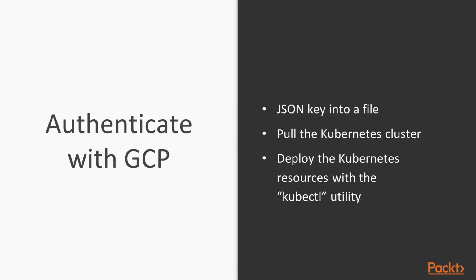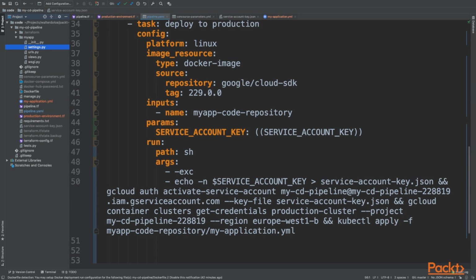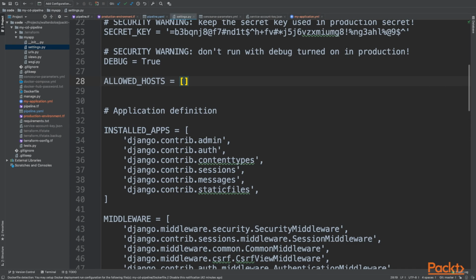Before we can tell Concourse to use this new modified version of the pipeline though, we first need a couple of other things. First, we need to explicitly tell the Django application framework to allow all traffic, because by default, Django only allows local hosts. Let's therefore open the settings.py file. Then, in the allowed host variable, add the quoted asterisk to the empty list.